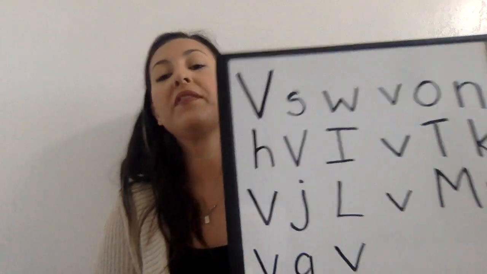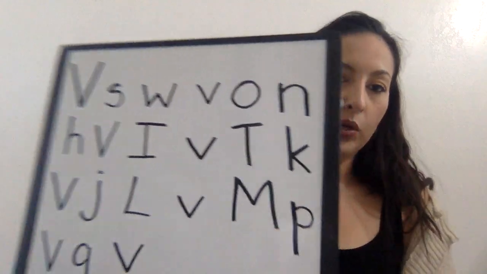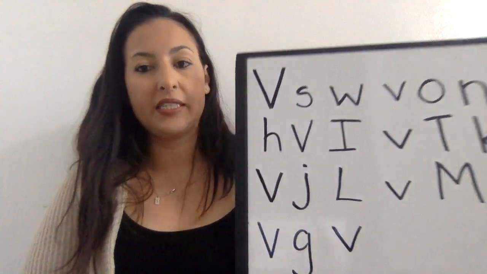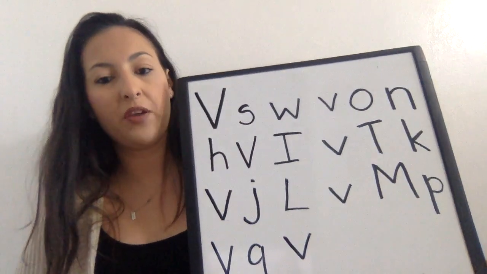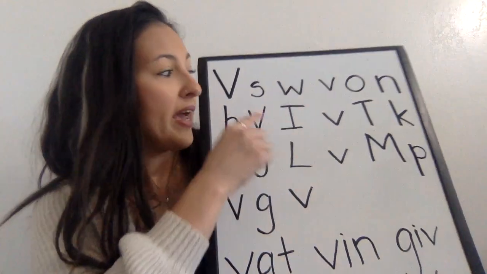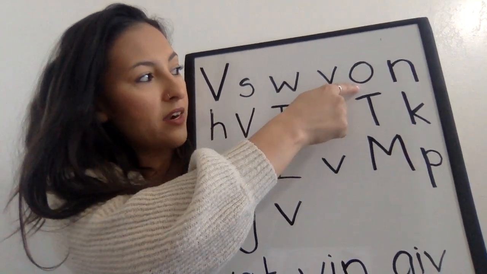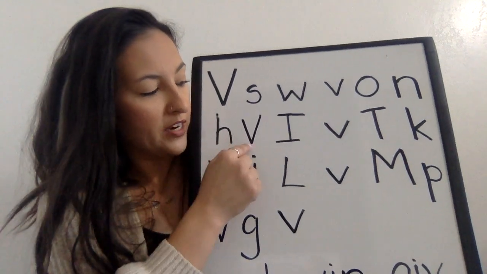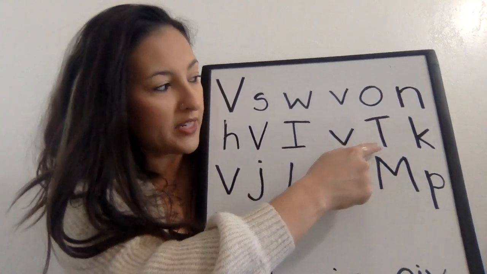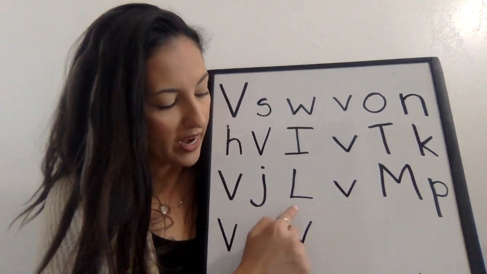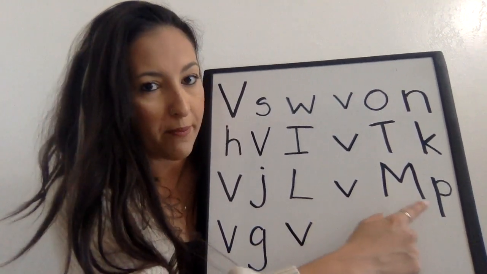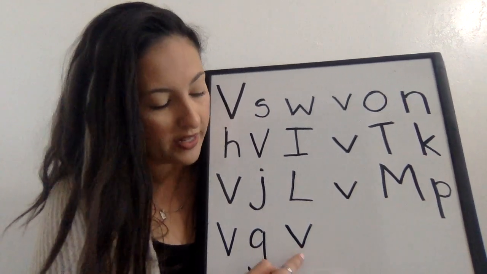It's awesome. All right, so we're going to move on to our word and letter board. So here we go. We have a lot of letters today. I'm trying to get it in the middle so you guys can see all of it. Okay, here we go. So we have letter V, letter S, letter W, letter V, letter O, letter N, letter H, letter V, letter I, letter V, letter T, letter K, letter V, letter J, letter L, letter V, letter M, letter P, letter V, letter G, letter V.